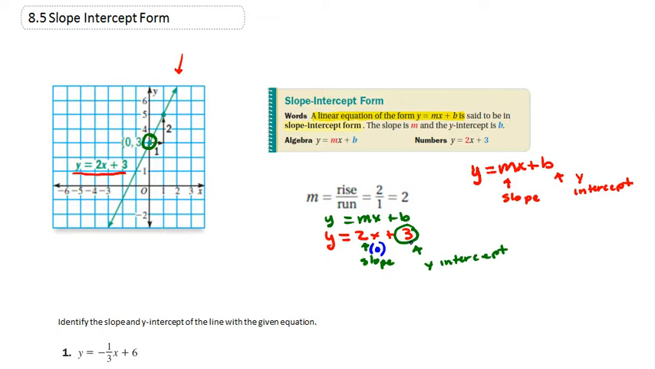Now our slope is represented right here. It's a rise of 2 and a run of 1, or 2 over 1. And you look here, m is the slope, a rise over run. 2 over 1 is the same as 2, and we have our slope here in our equation. So this is what we call slope-intercept form.